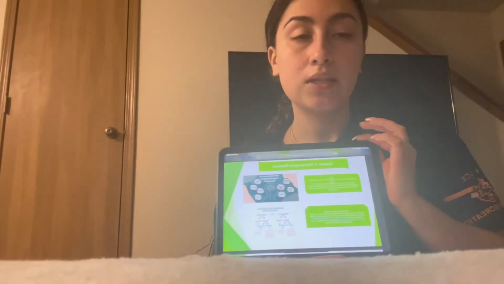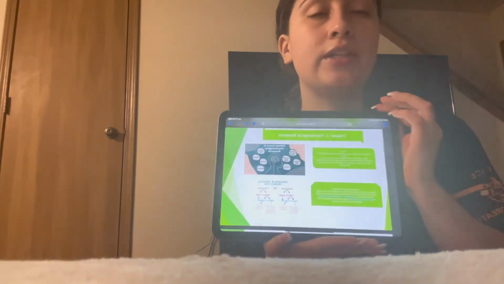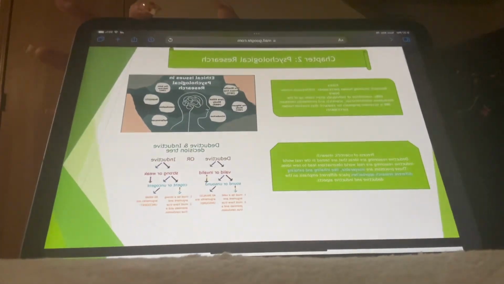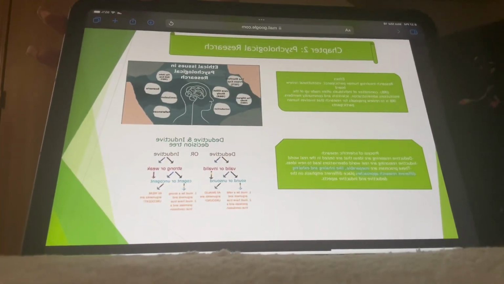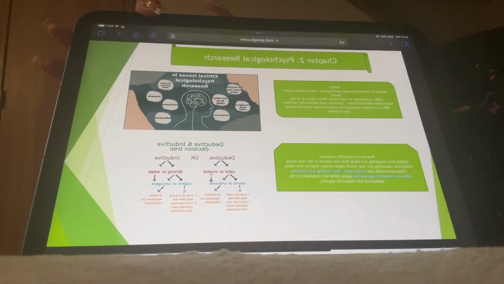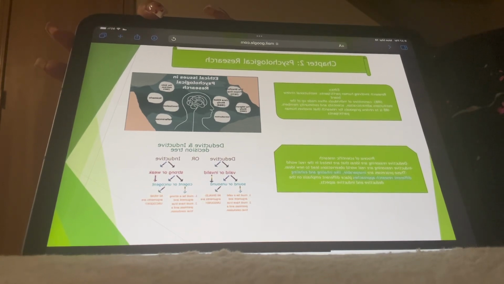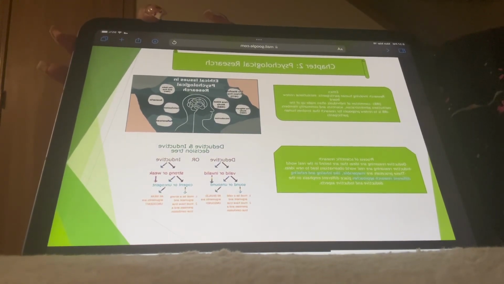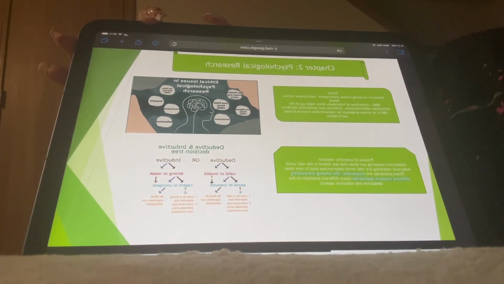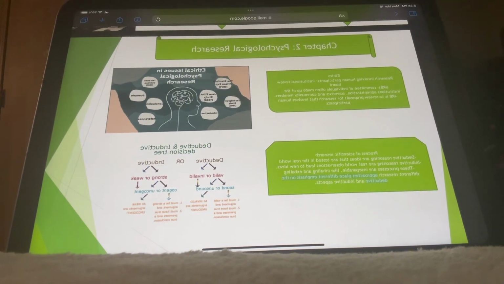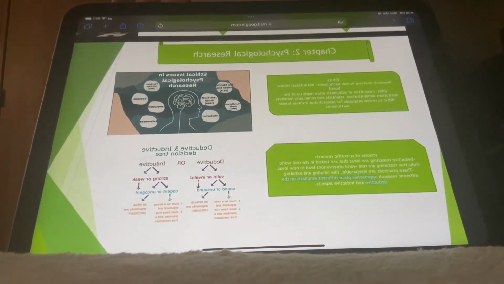So now I'm going to be talking about chapter 2, which covers psychological research. So basically, the two topics I want to cover are ethics, so research involving human participants, and the institutional review board. The IRB is a committee of individuals often made up of the institution's administration, scientists, and community members. So the IRB is to review proposals for research that involves human participants.